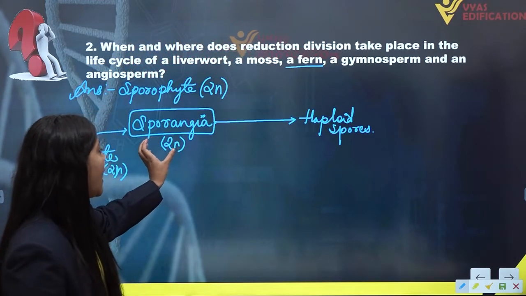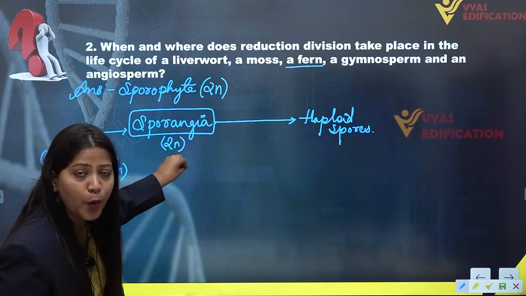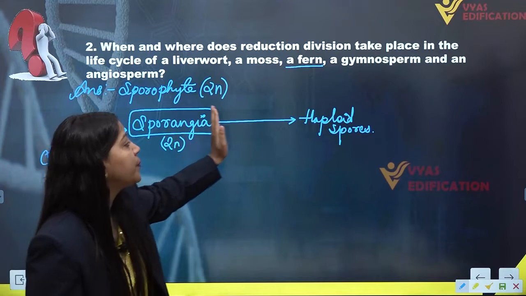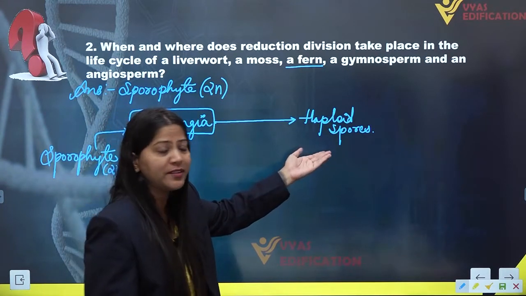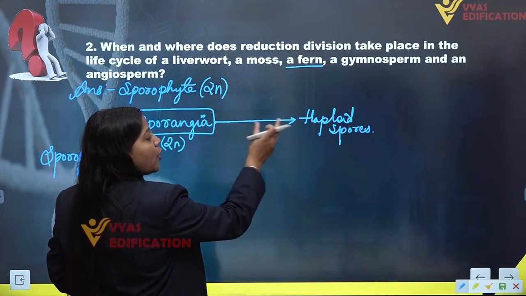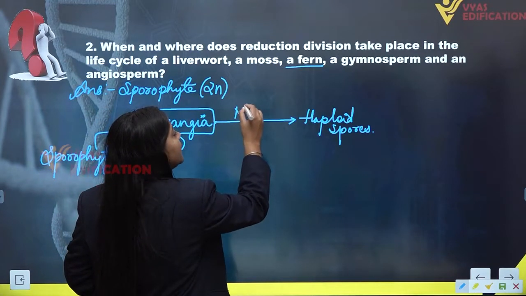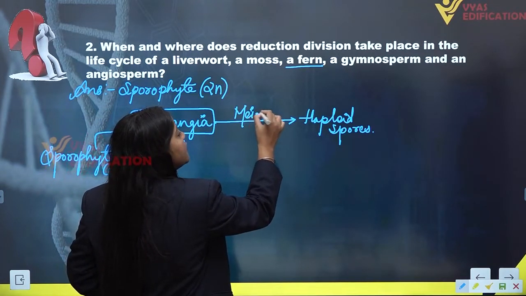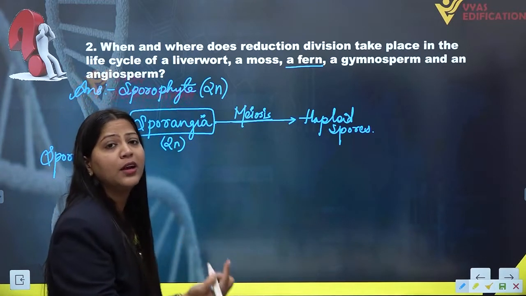Then, sporangia having a diploid structure, the cells present inside the sporangia will undergo which kind of division to form haploid spores, and spores are always haploid? So which kind of division is required here to form haploid spores from sporangia? It will be reductional division, that is meiosis or meiotic division.